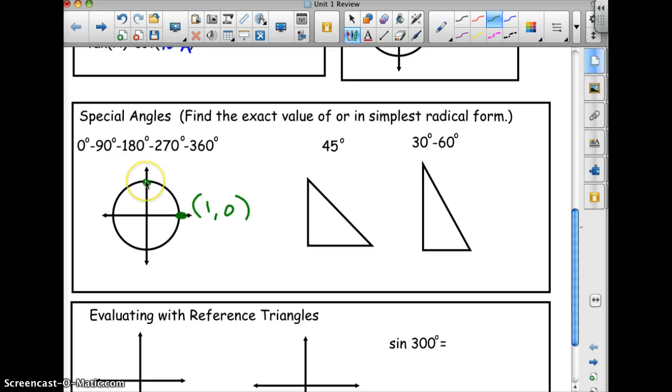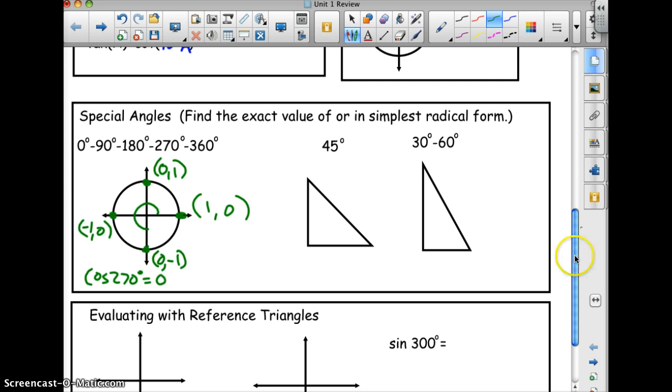All right, and then at this point right here, this was 0, 1. This point right here was negative 1, 0. And this one down here is 0, negative 1. So if I asked you to find the cosine of 270, there it is. It's a 270-degree angle. The cosine of 270 is equal to 0. Okay? That's kind of the examples that we would have with that.